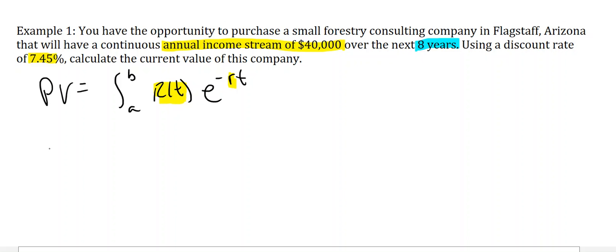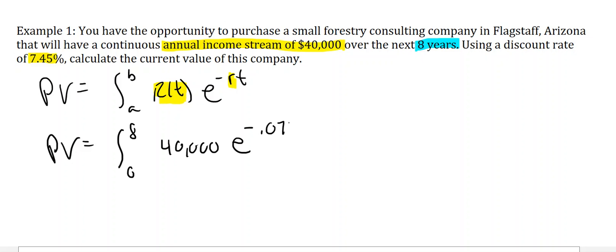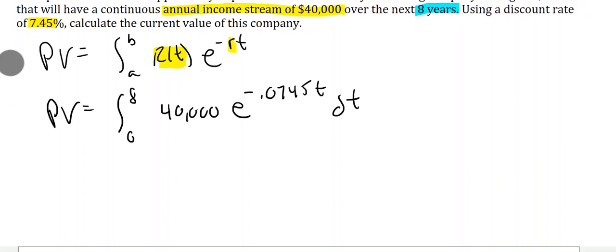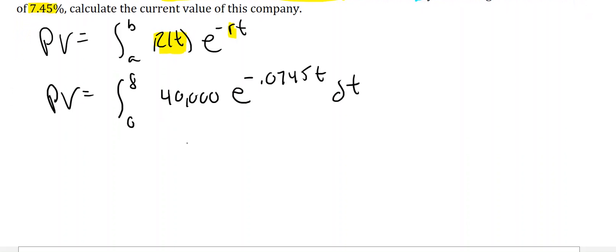So setting up the integral for this, we would have the integral from 0 to 8 years, 0 meaning right now, to 8 years in the future. Our revenue stream is simply the $40,000 times e to the negative 0.0745 t dt. So that is our integral. Now all we need to do is integrate that.